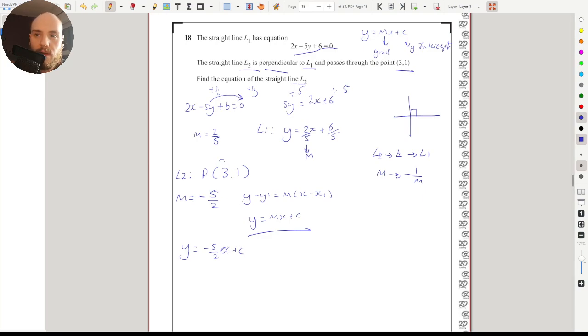We have 3 for x, 1 for y, and we can pop that into our equation and we can find c. Because again, this is just the value that x has. We have x as a variable here. This is the value that y has. This is just y here.